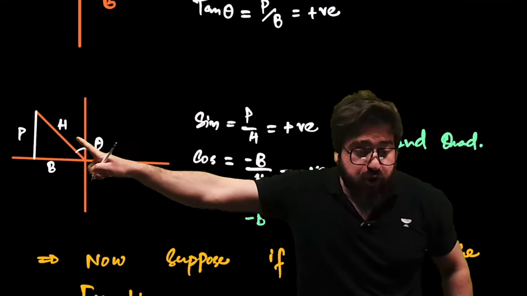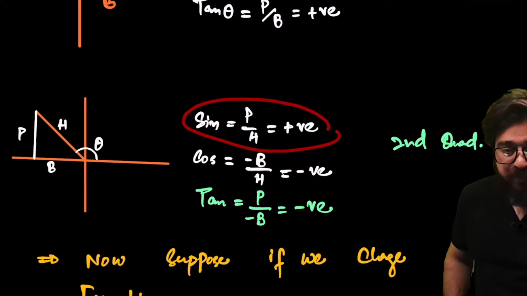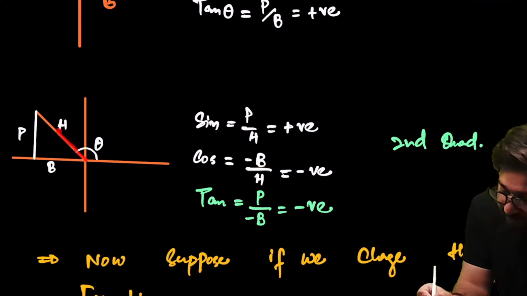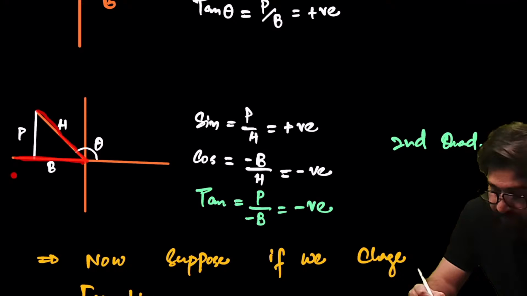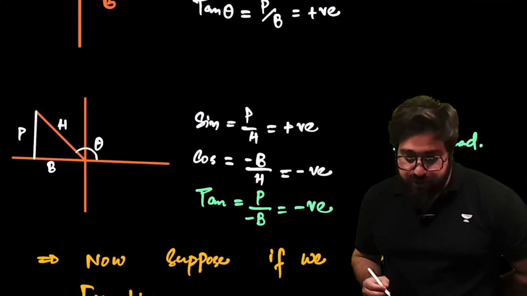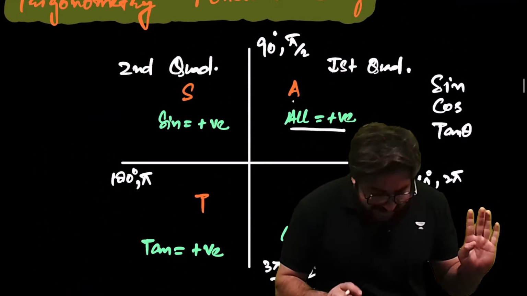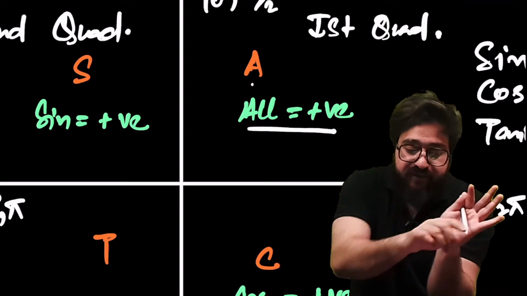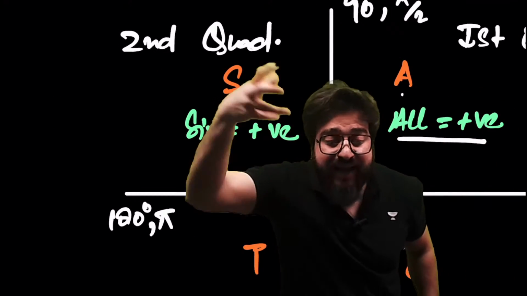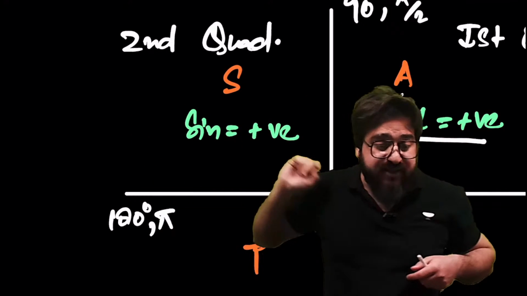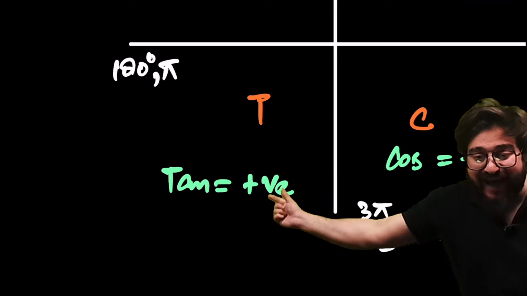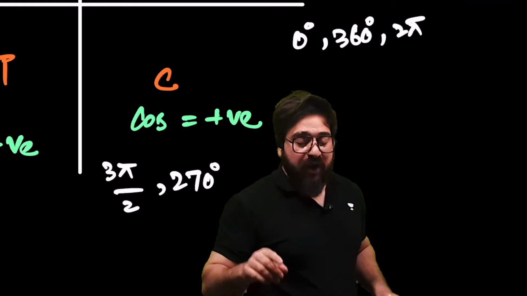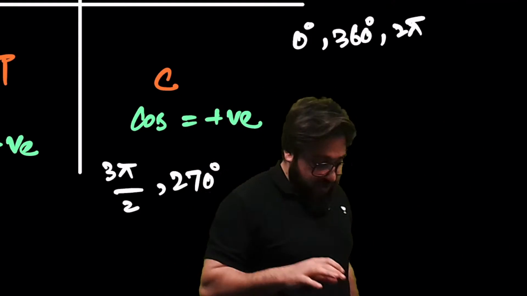But in the second quadrant, sine is positive only, but cos is negative. Why? Cos is equal to base upon hypotenuse. Hypotenuse is positive, but base is negative because this is minus x. So cos is negative, tan is negative. So remember: in the first quadrant all are positive, sine, cos, tan. In the second quadrant, only sine is positive. In the third quadrant, only tan is positive. In the fourth quadrant, only cos is positive. The rest are negative.